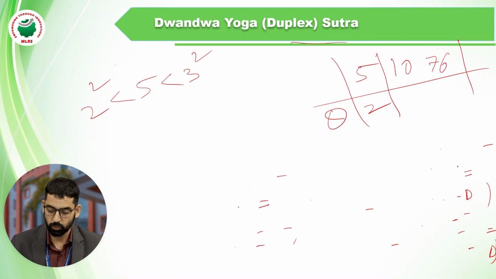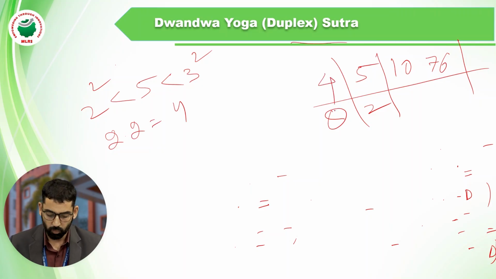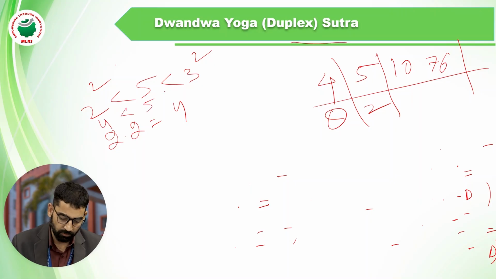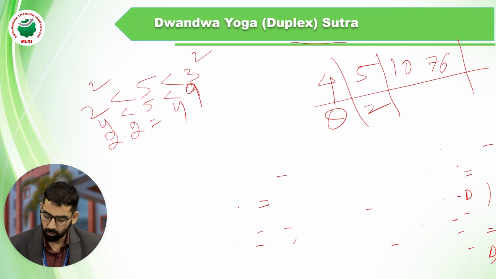So this is quotient 1. How to find the divisor 1? That is by multiplying this quotient 1 by 2, that is 2 into 2 equals 4. So here we have divisor 4. Now how can we find the value of remainder 1? That is, calculate the square. 4 less than 5 less than 9, sorry. So 5 minus 4, that is 1. So this becomes 1.